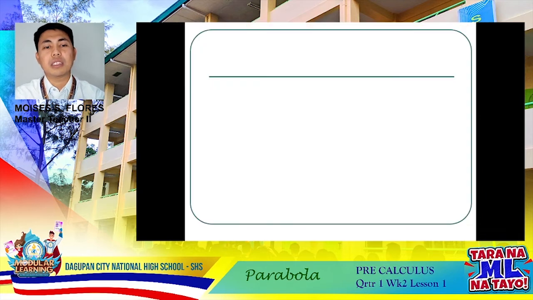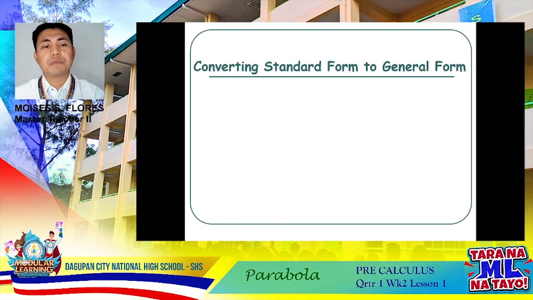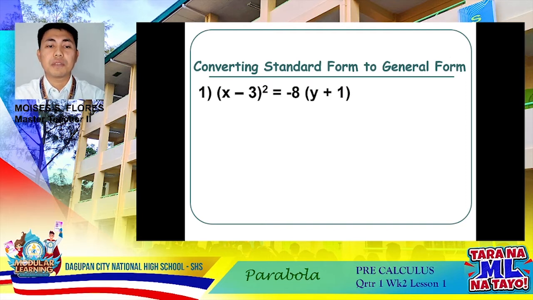Let's take this: converting standard form to general form. Let's try this first equation. We have quantity x minus 3 squared equals negative 8, quantity y plus 1. This standard form is to be written in its general form. So what will we do?